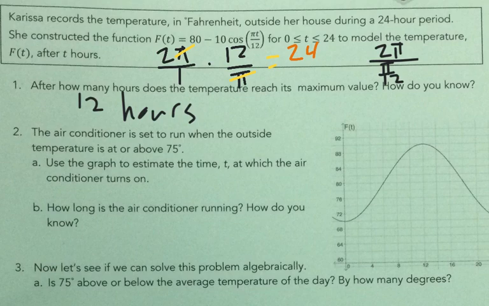Anyways. 2, the air conditioner is set to run when the outside temp is at or above 75. Use the graph to estimate the time at which the air conditioner turns on. So looking at the graph, at what time do you think the air conditioner turns on? 4 hours. 75 would be right here. It'd be above that line because that line represents 74. Go with that 75, and it does appear to be at about 4 hours.